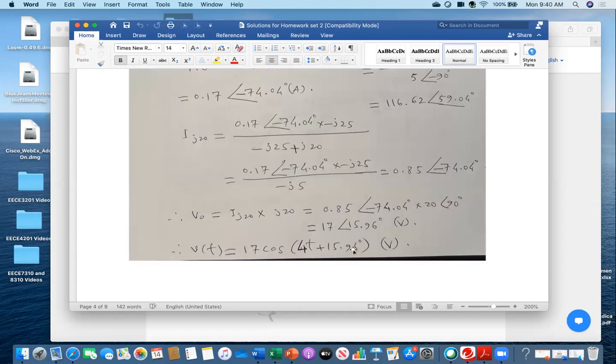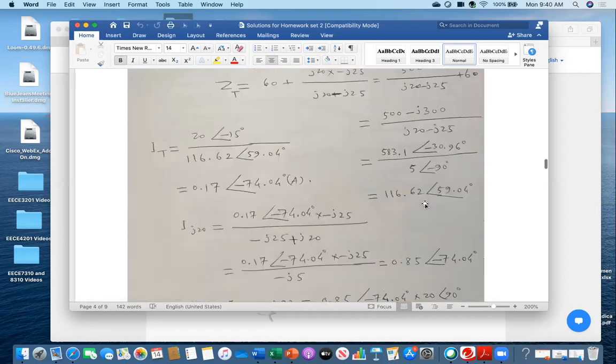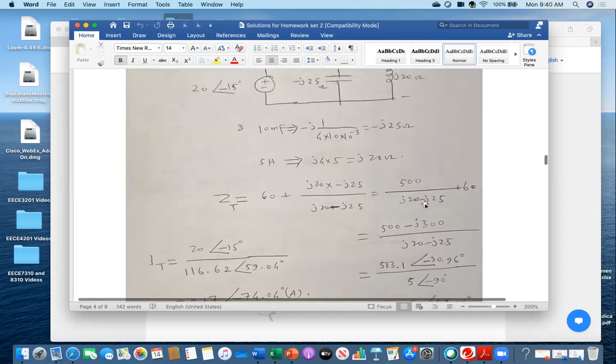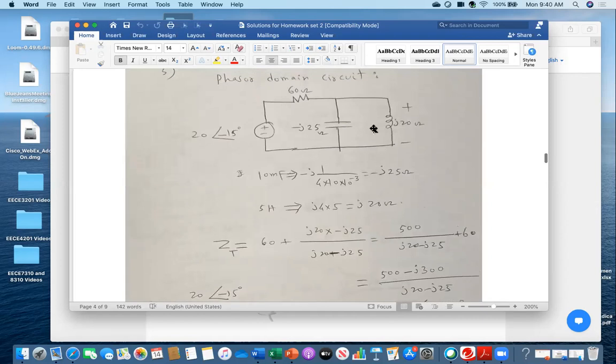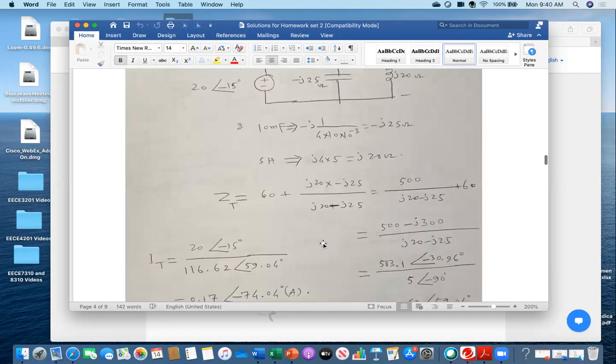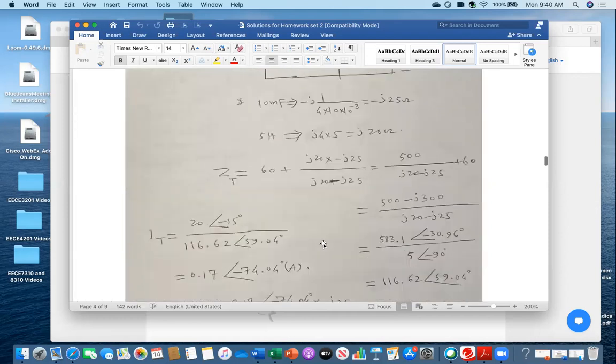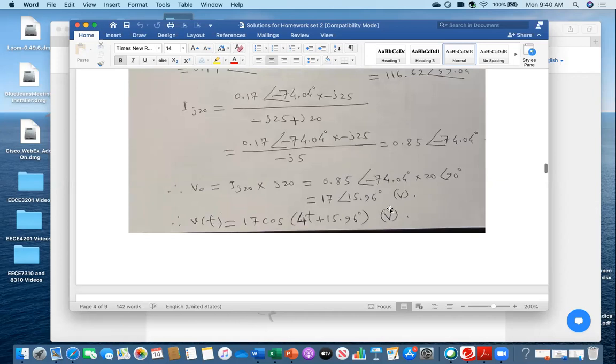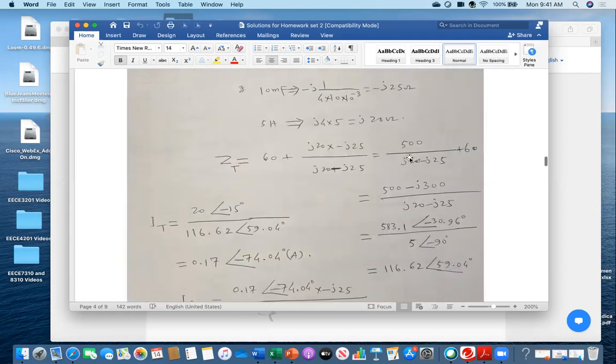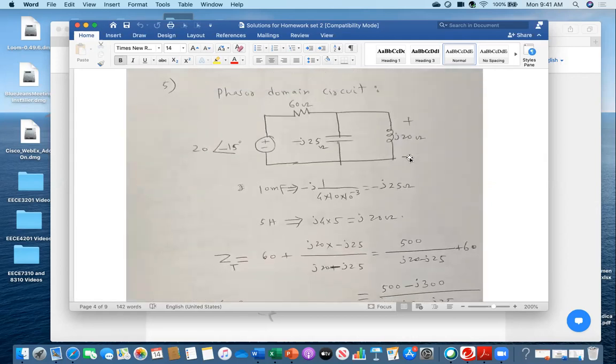So did you all get this result? Yes. Okay, great. So you might do it a different way. You might apply loop, and you might apply nodal analysis or another way. I just did it this way. You do not necessarily have to follow exactly the same thing, but you must get this result. Whatever way you do, the result should be the same. That's the key. Everybody, could you follow what I did? Do you have any questions, comments?